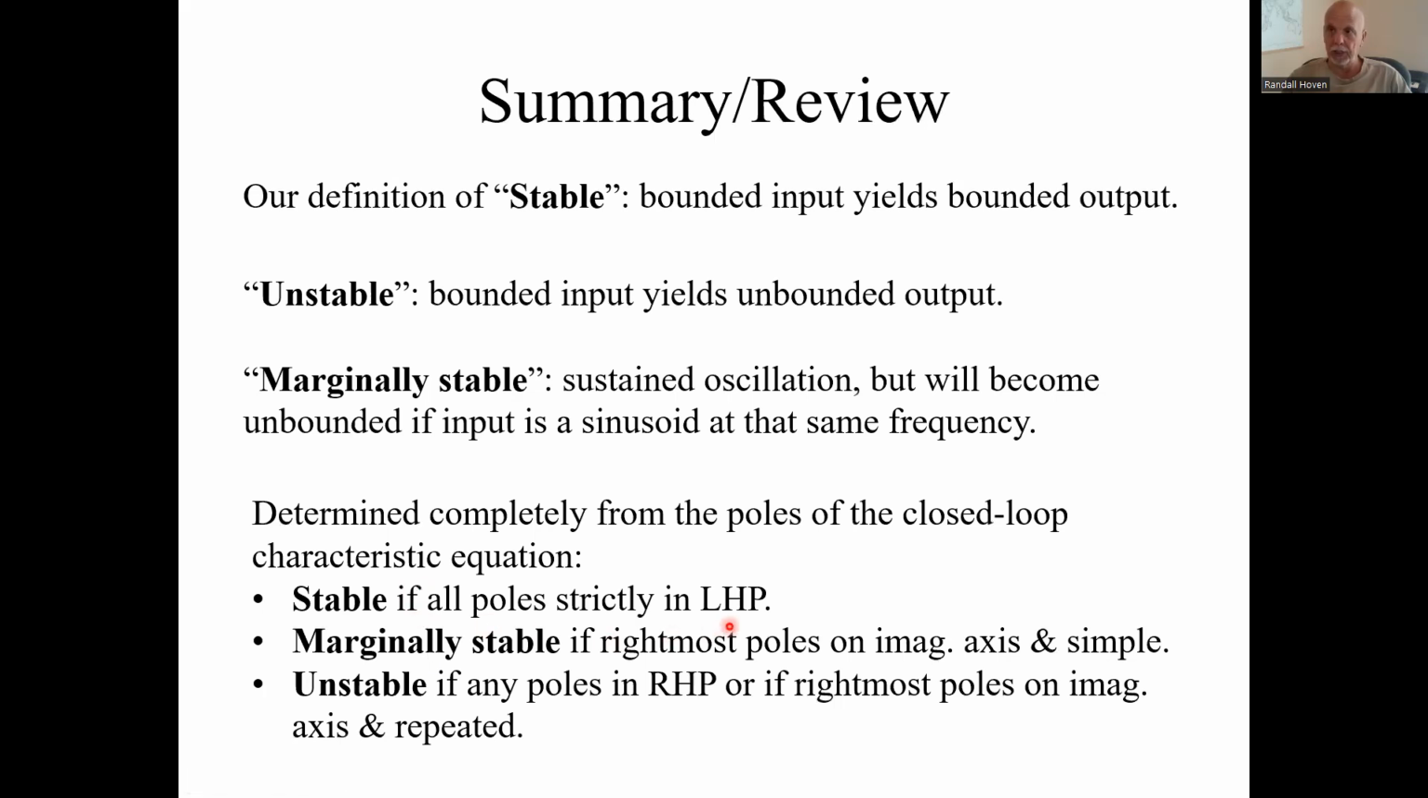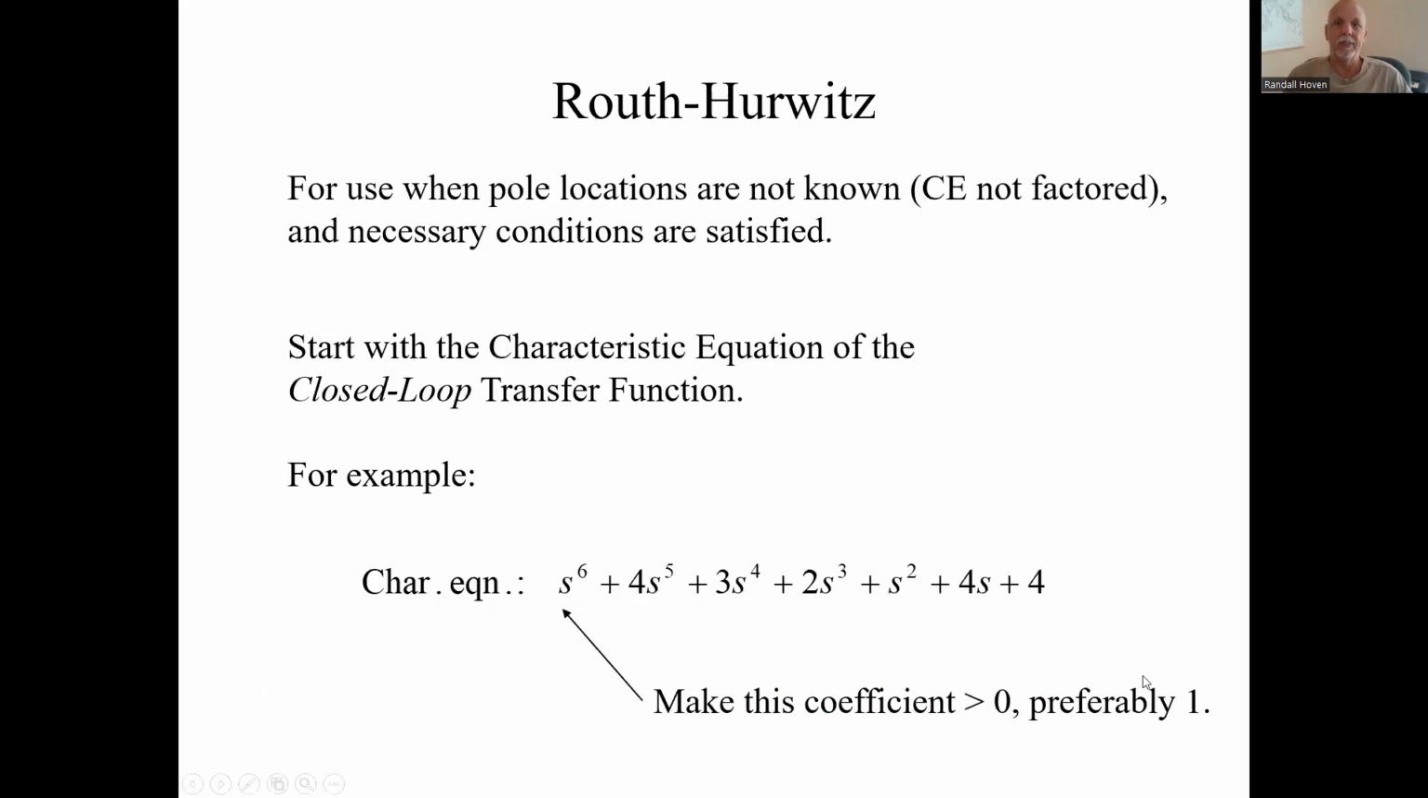Stable if all poles strictly in the left half plane, unstable if any poles in the right half plane, unstable if the rightmost poles are on the imaginary axis but repeated, and marginally stable if the rightmost poles are on the imaginary axis and simple. With that, in the subsequent next video, we'll start on Routh-Hurwitz.